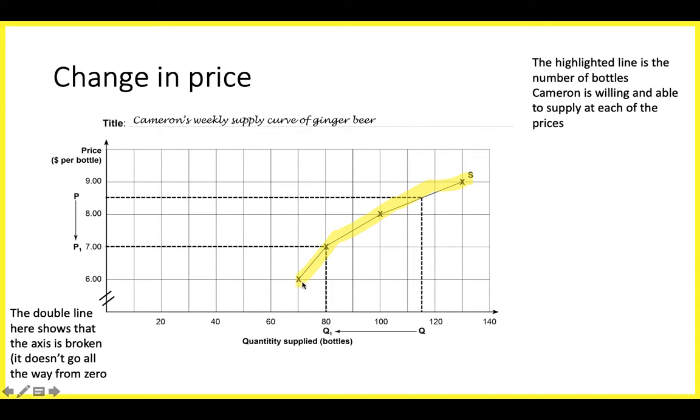Okay, the other thing we need to talk about with the line, it's sloping upwards because as the price increases, Cameron's willing to supply more ginger beer, and the line doesn't go past the data points that we have. We don't know how much Cameron would supply at these lower prices down here or at this higher price. So we're only putting the line from the data points that we know. That's a really important thing to remember.